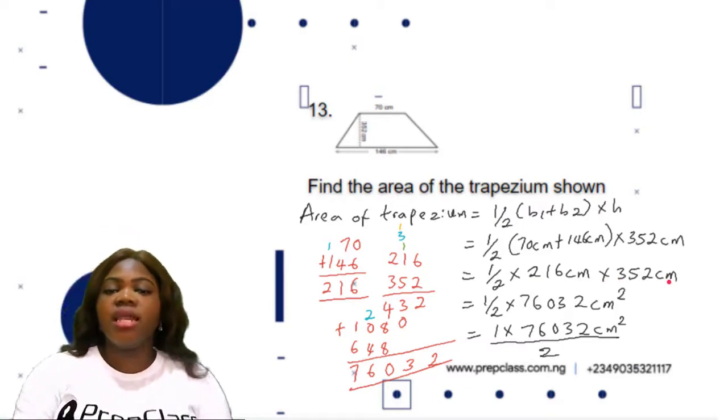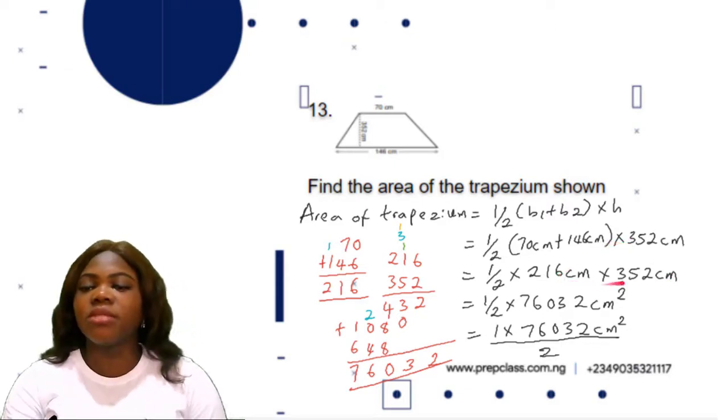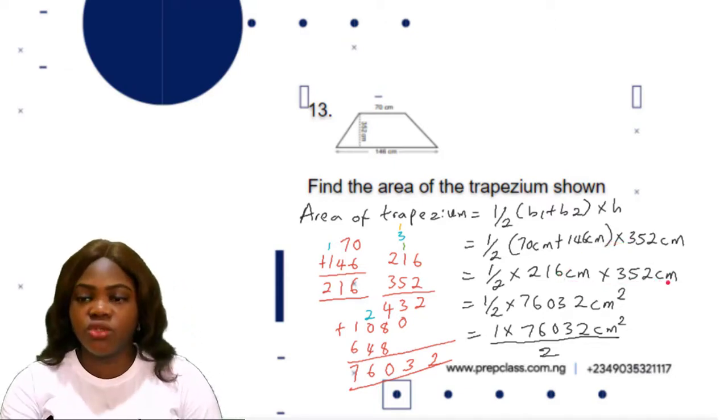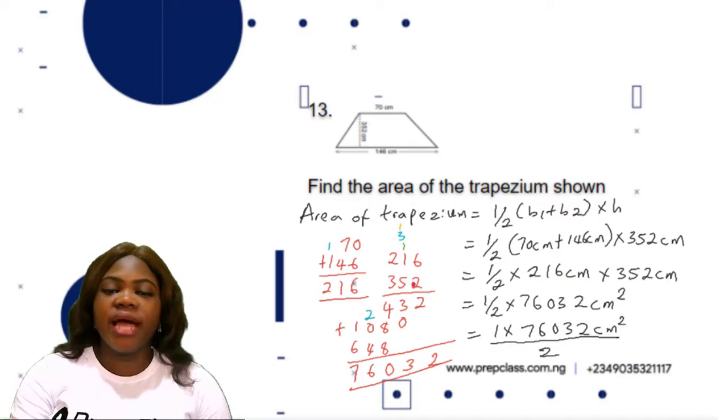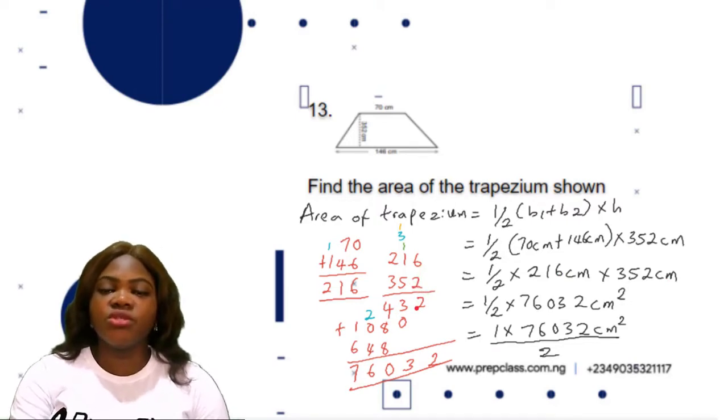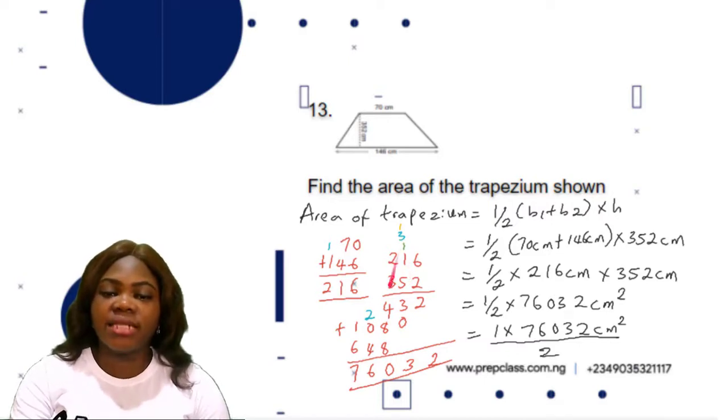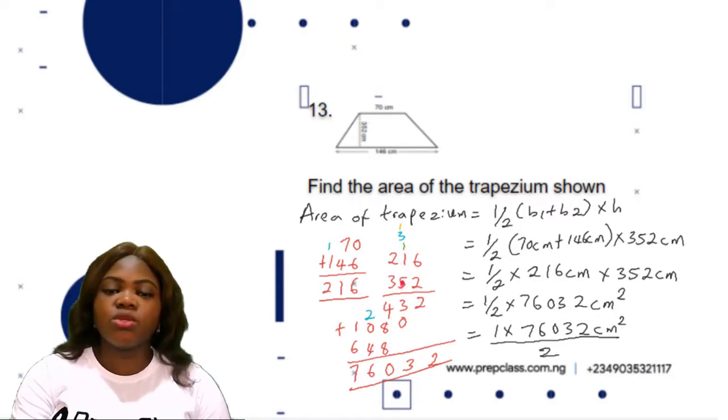Okay, so let's do 216 centimeter multiplied by 352 centimeter. So let's do that here. 2 times 6 is 12. Write 2, carry 1. 2 times 1 is 2 plus 1, that is 3. 2 times 2 is 4. 5 times 6 is 30. Write 0, carry 3. 5 times 1 is 5 plus 3, that's 8. 5 times 2 is 10. Then 3 times 6 is 18. Write 8, carry 1. 3 times 1 is 3 plus 1, that is 4. 3 times 2 is 6.